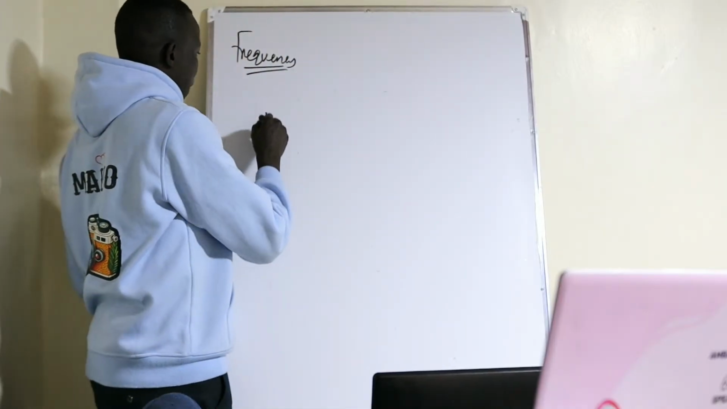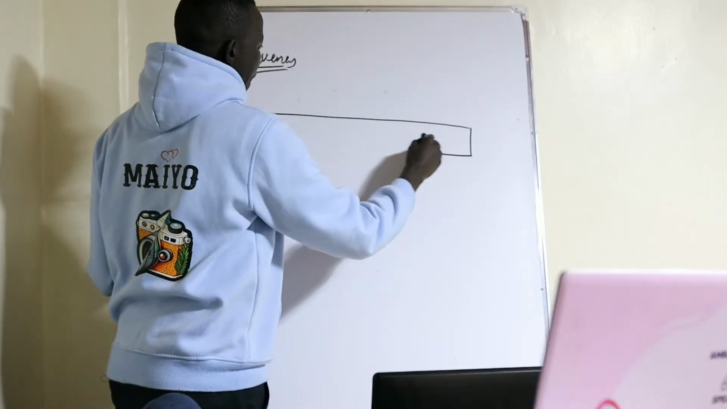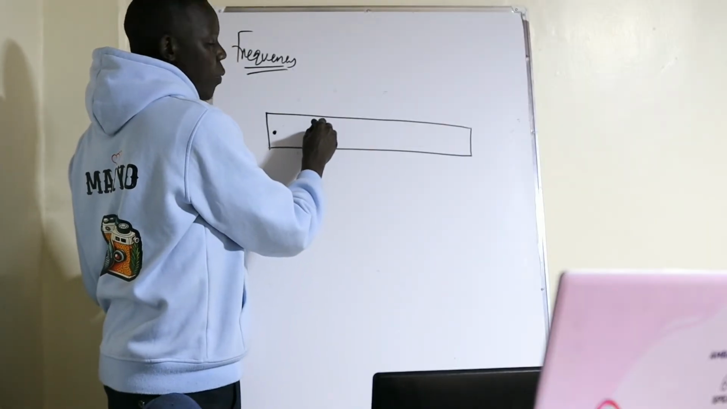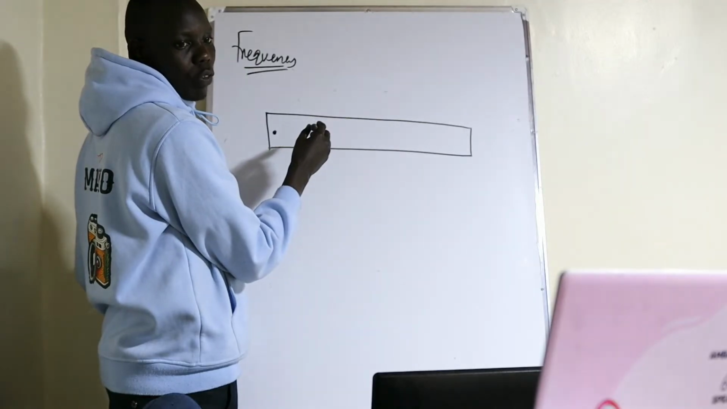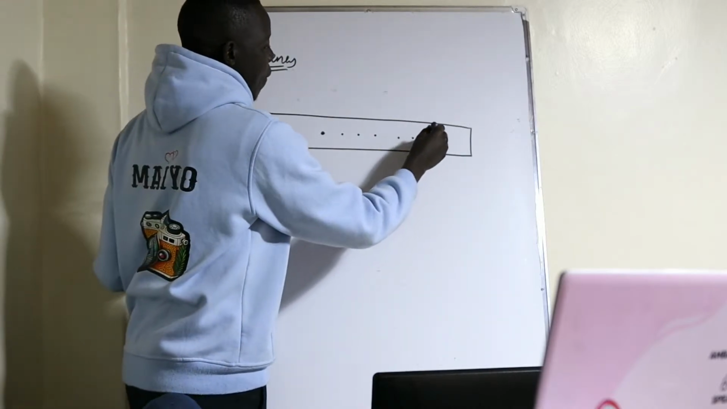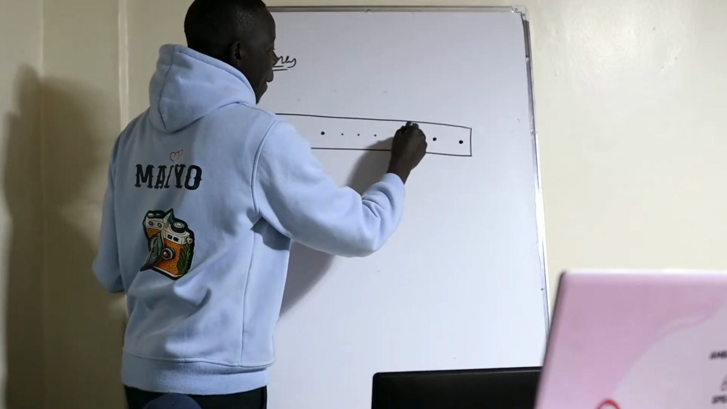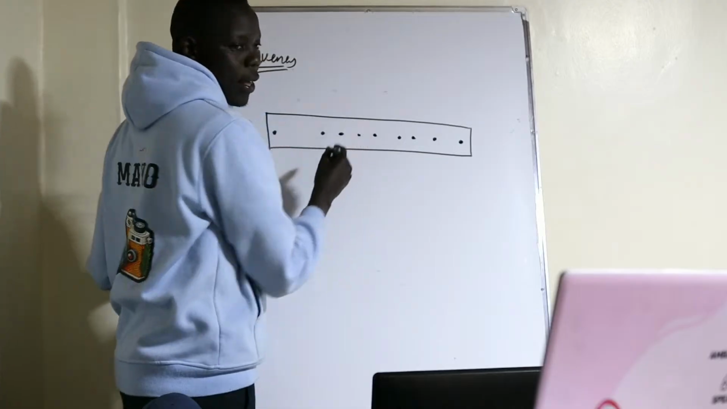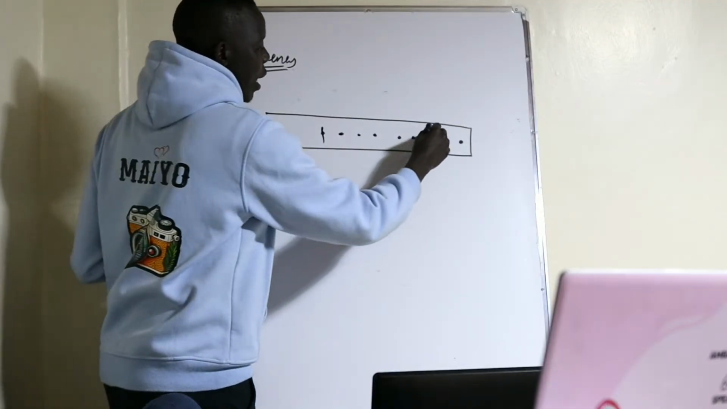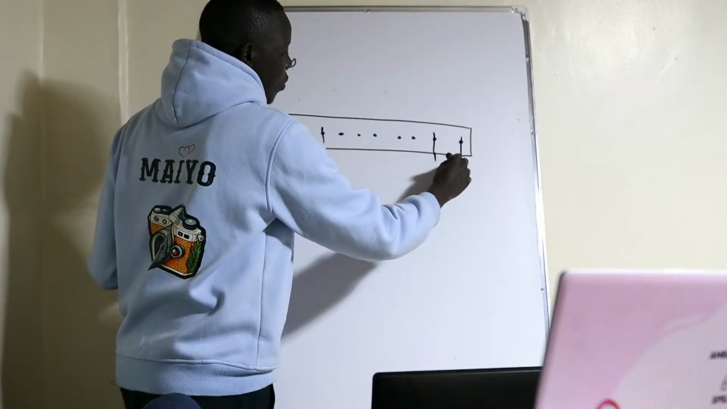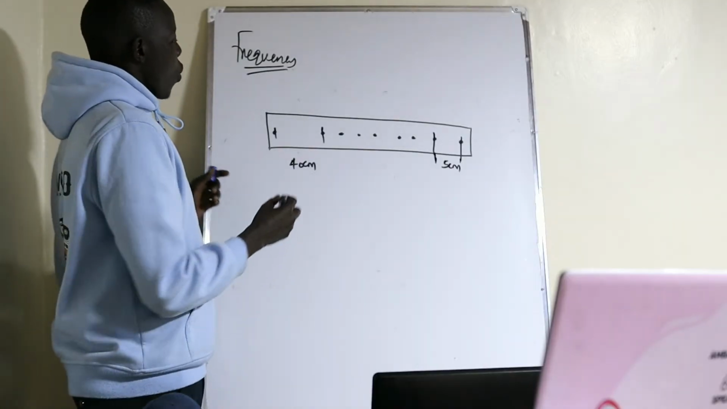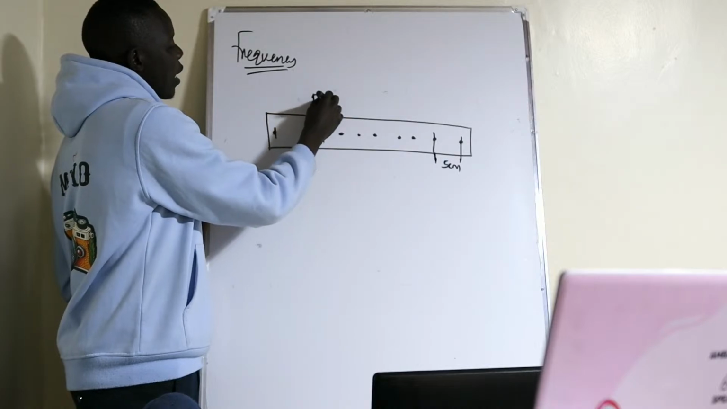Kuna hii umepewa hivi. I hope you can see it. Then umepewa dot hapa, dot ingine hapa. Then in between ngapi? 1, 2, 3, 4, 5, 6. After ya 6, kuna ingine hapa. Then unaambiwa from here mpaka hapa ni 40 centimeters. Then from here mpaka hapa ni 5 centimeters. Then unaambiwa frequency yake ni 100 hertz.